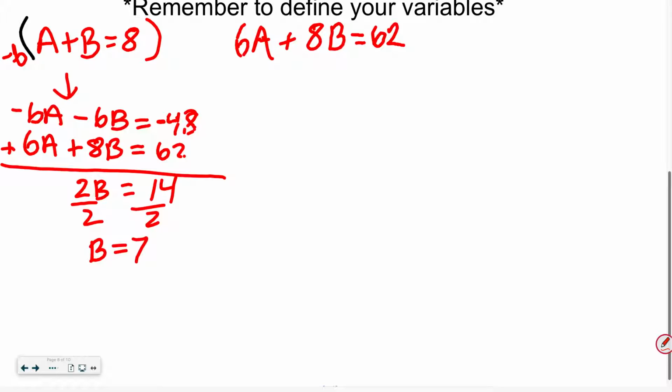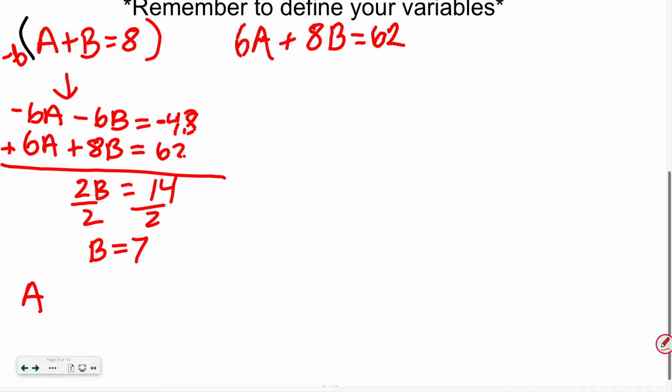Are we done? No. What do we have to do? What I did is for the first equation I wrote A equals 8 minus B. What did you do first, without rearranging? We know that B is equal to 7. How can we find A? We don't necessarily have to rearrange anything.